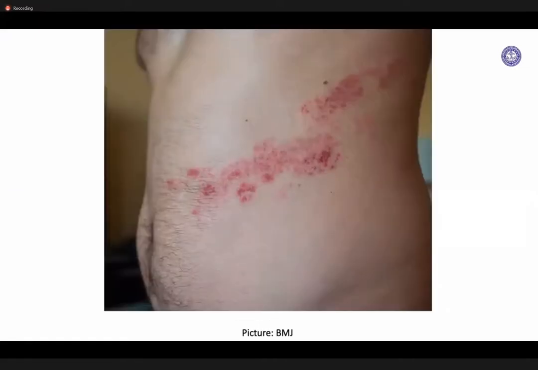And this is zoster or shingles, in one particular dermatome, it must be T9, on one side. And although shingles is a common thing, if it occurs in a young person especially, we must test for HIV.